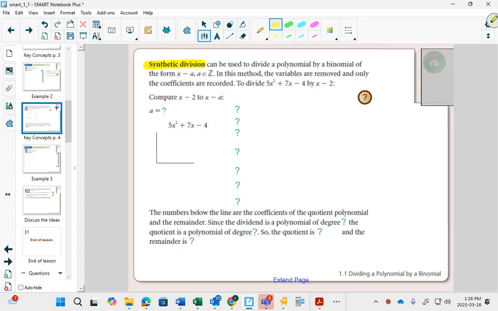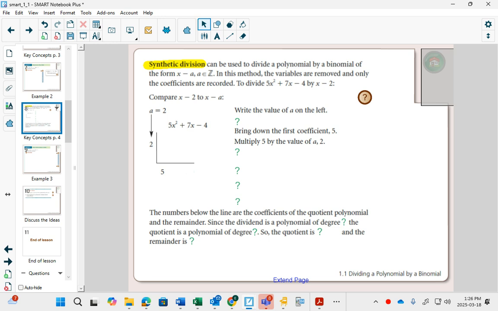So here it is, synthetic division. And they have an example here. So we can look at the first thing you're going to do if you're dividing by x minus 2, you put it with the opposite sign on the left.